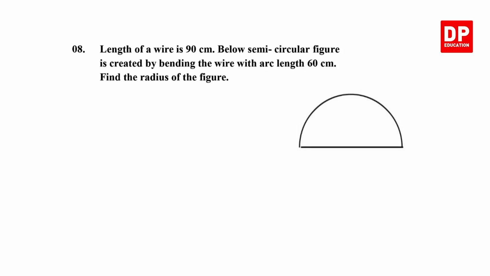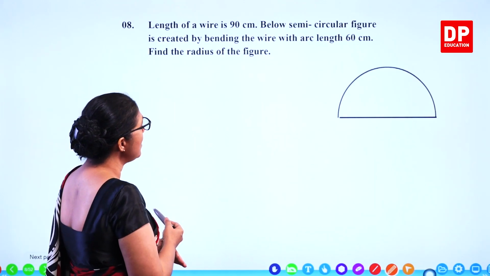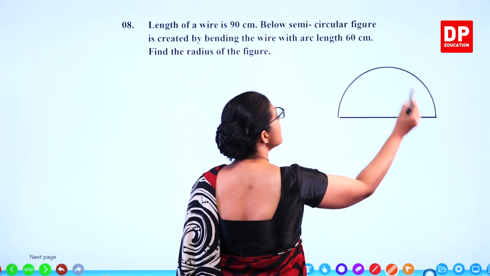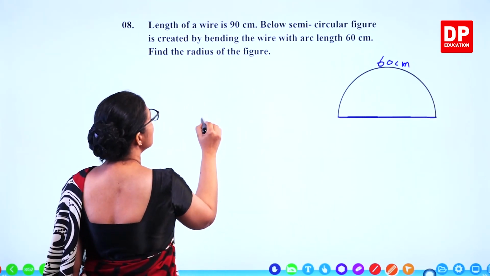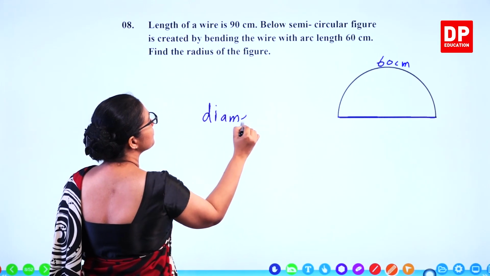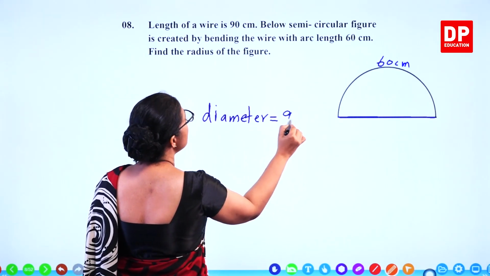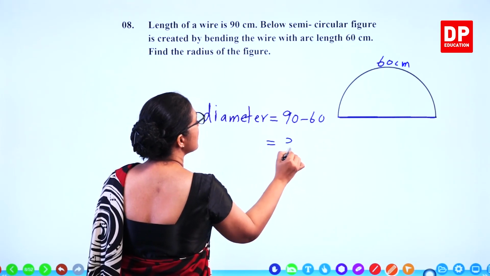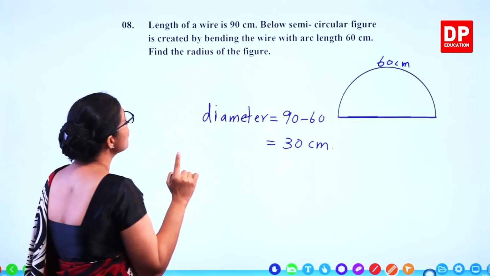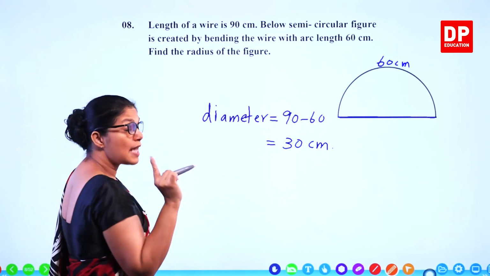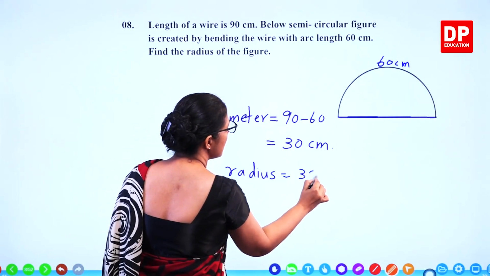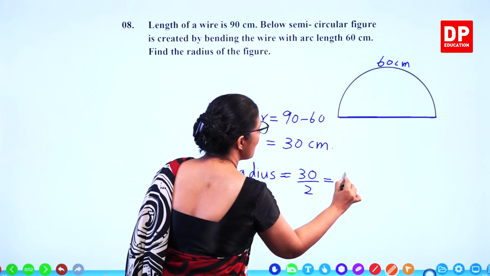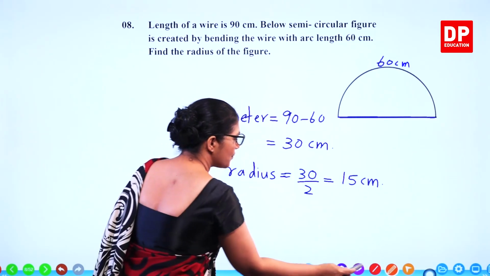Question number 8. The length of a wire is 90 centimeters. The semicircular figure below is created by bending the wire, with arc length 60. So this is 60. What's this part? That's the diameter. So the diameter becomes 90 minus 60, that's 30. You are asked to find the radius of the figure. Half of the diameter is the radius, so the radius is half of that, 15 centimeters. You get 2 marks.